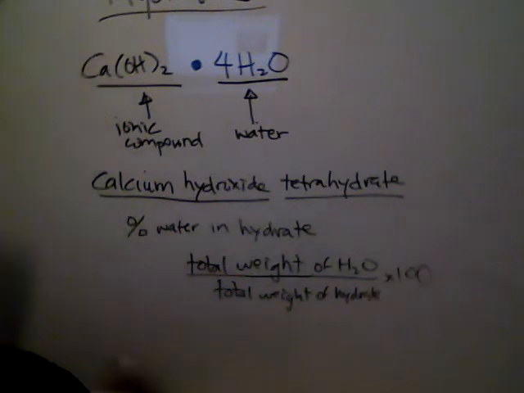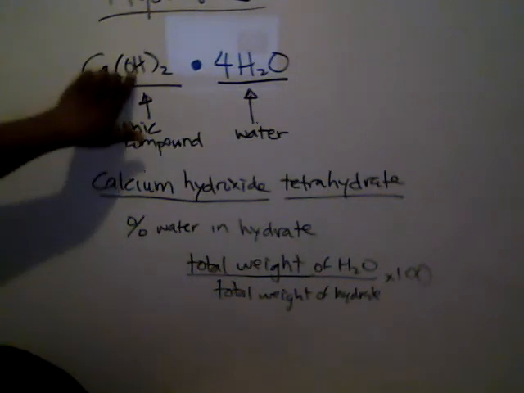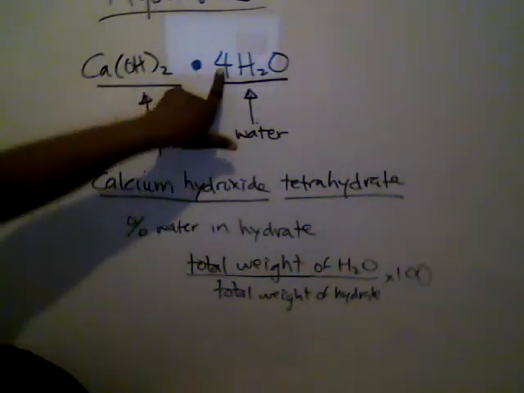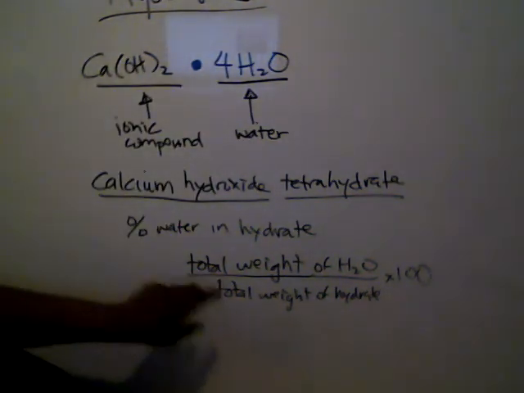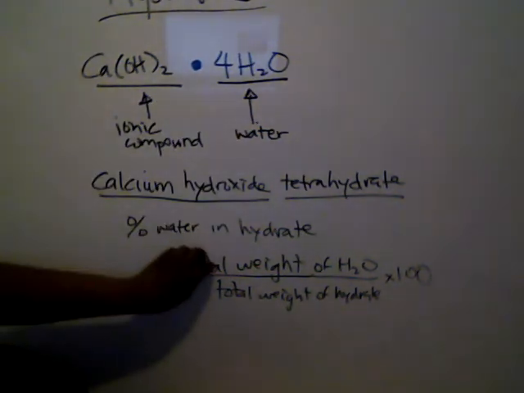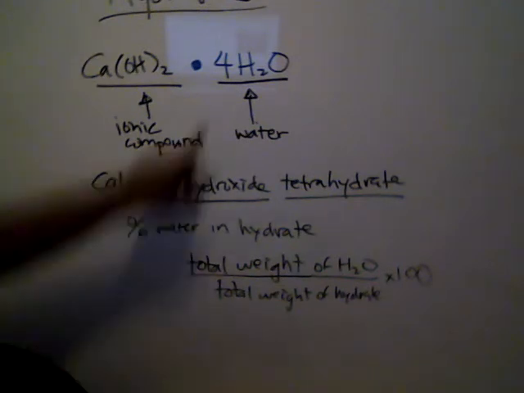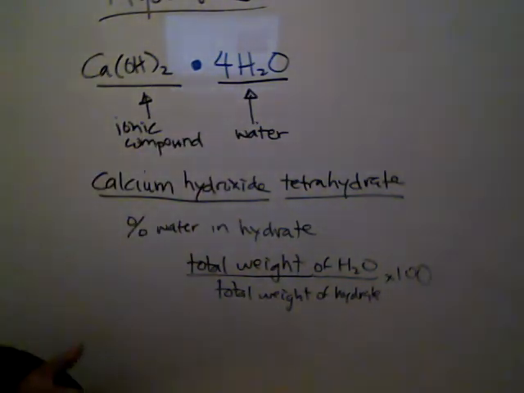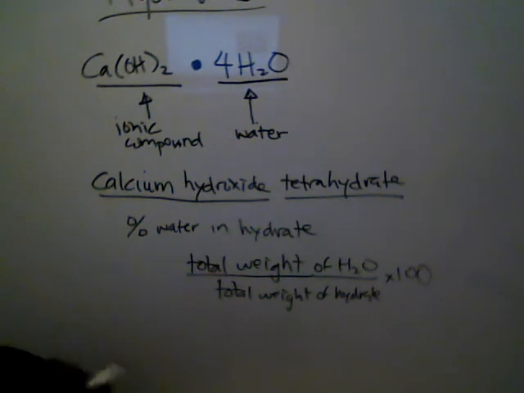times 100. So as an example, the total weight of the hydrate would be a calcium, 2 oxygens, 2 hydrogens, and 4 waters. All of this would be that total weight of the hydrate. The weight of the water would just be these 4 waters. So we would do the 4 waters weight over the total weight times 100. And usually for hydrates, depending on how many waters you have, the water can account for as much as 80% of the weight of the hydrate. That's not uncommon. Just make sure you do your math right.